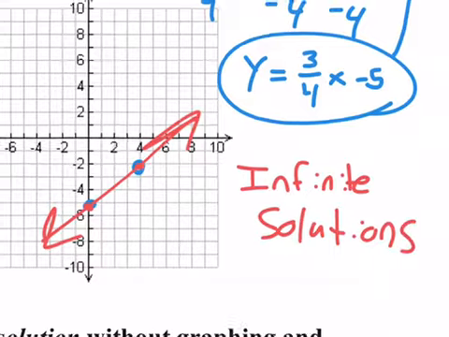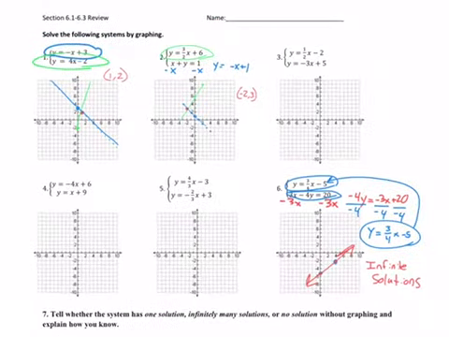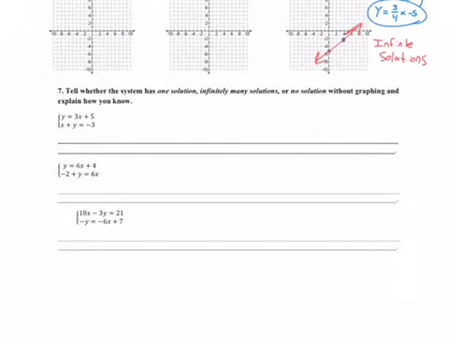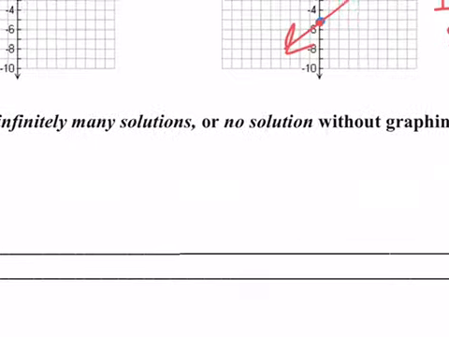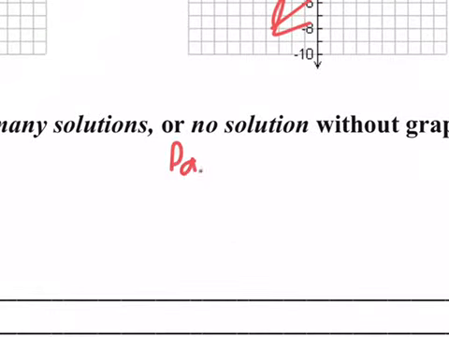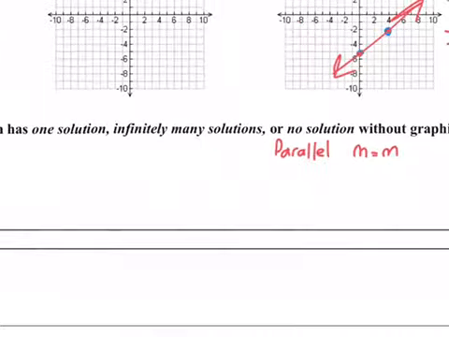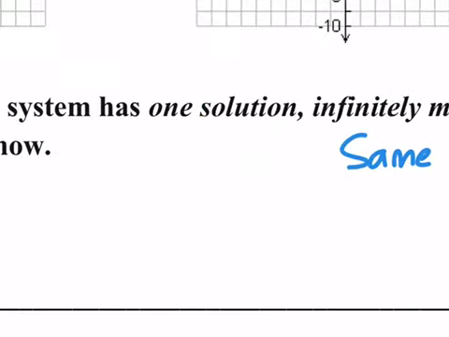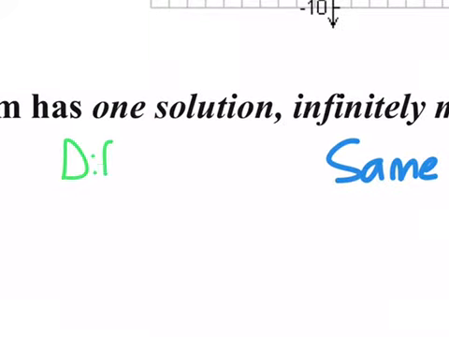Okay, so there is that section there, graphing and finding that crossover coordinate point. This section here, tell whether the system has one solution, infinitely many solutions, or no solutions without graphing, and explain how you know. Alright, no solutions is going to be parallel lines, which means same slope. If our slope from one equation equals the slope of another, that's parallel. Infinite is going to be the same equations. They are the exact same. And one solution is going to be different slopes.